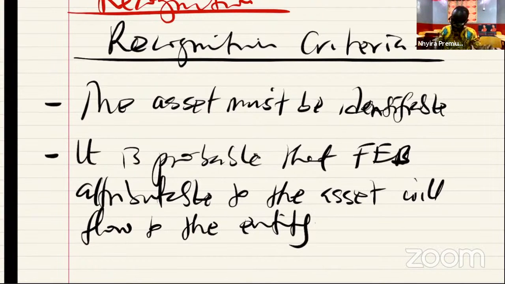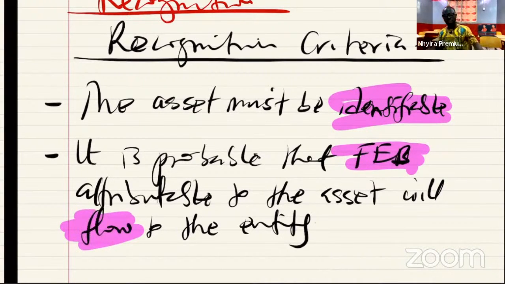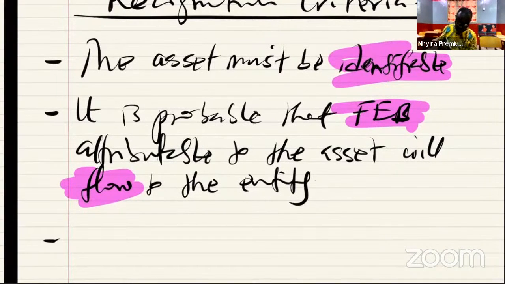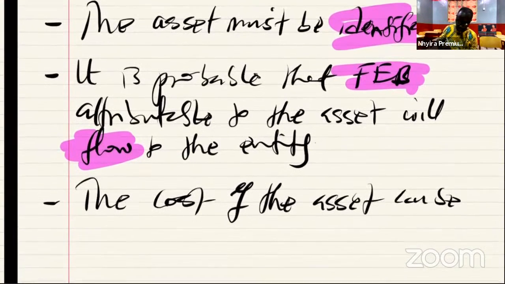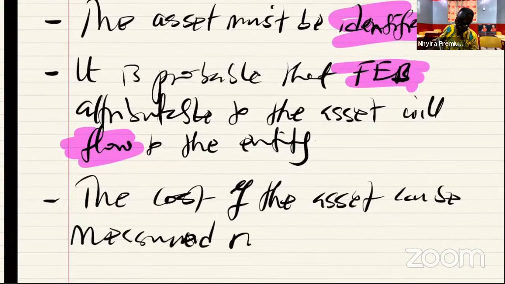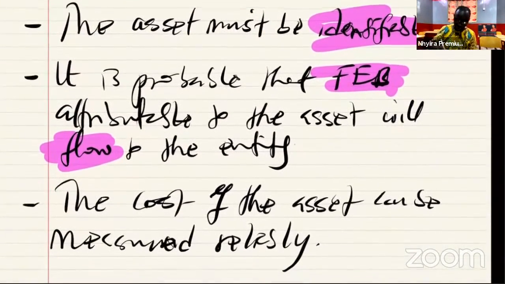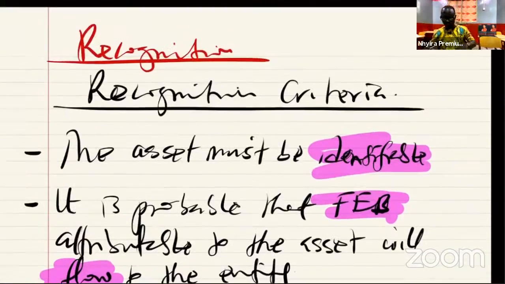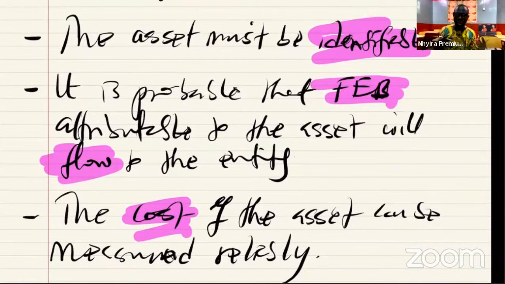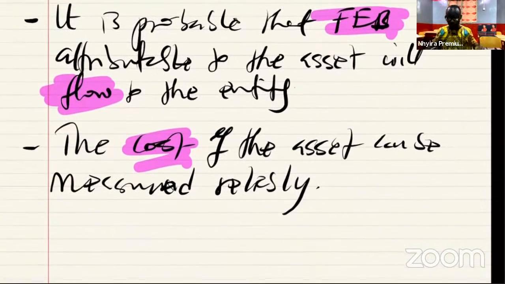So the first thing we are saying here is that it must be what? Identifiable. Second thing, future economic benefits must what? Flow to the entity. So separately identifiable means that what? It could be purchased, it could be sold, it could be rented separately. Three, that the cost of the assets can be measured reliably. So that is the recognition criteria for intangible assets. It should be separately identifiable. Future economic benefits from the asset will flow to the entity. The cost should be reliably measured.